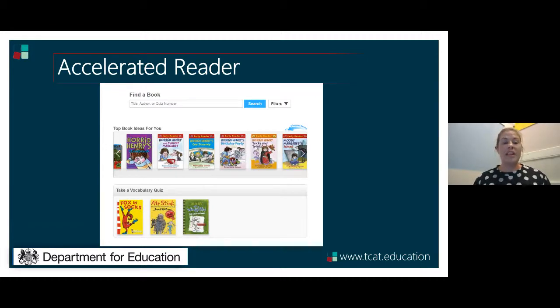So the quiz is testing their comprehension. It might be what happened at this part in the story, or as they get into the older years, it's more of the underlying, can you comprehend what the person was feeling when she meant this kind of thing. It's a really good way to motivate students to read as they aim to reach their targets.